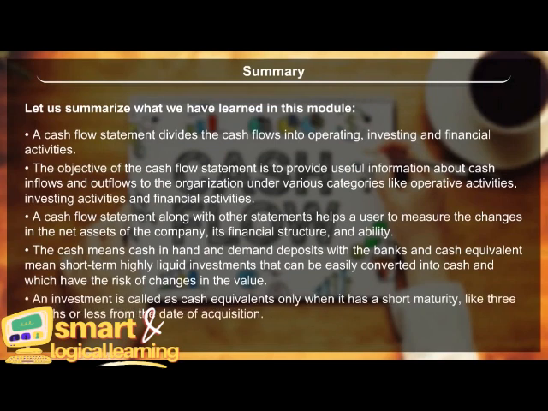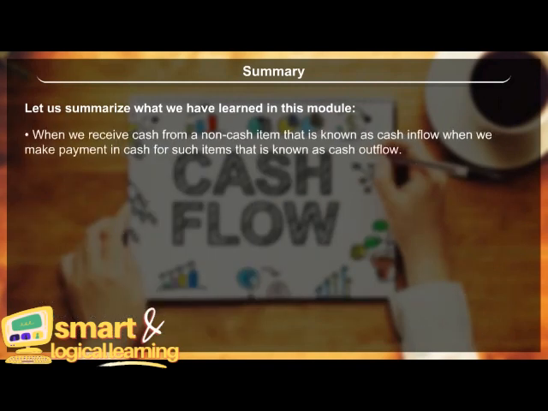An investment is called a cash equivalent only when it has a short maturity, like 3 months or less from the date of acquisition. Cash flow means circulation of cash in and out because of some non-cash items. When we receive cash from a non-cash item, that is known as cash inflow. When we make payment in cash for such items, that is known as cash outflow.